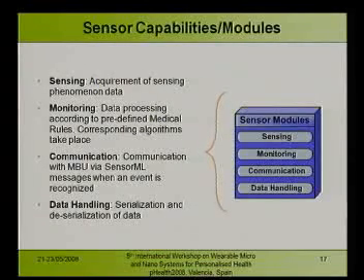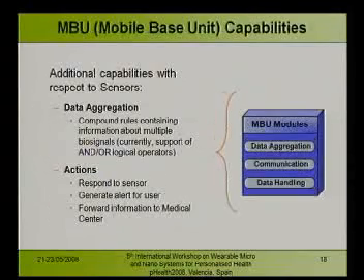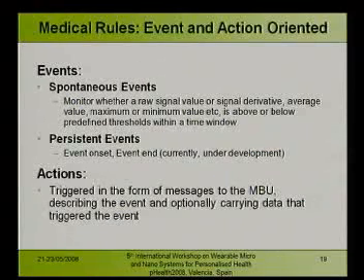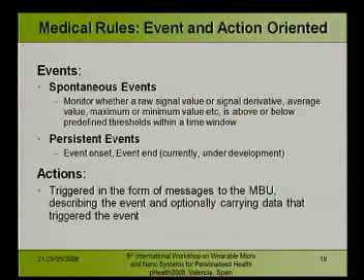So the sensor capabilities and the modules, as we see, are composed of 4 subunits that are related to sensing, monitoring, communication, and data handling. And the mobile unit capabilities are linked with aggregation, communication, of course, and handling of data. Now the rules are basically event and action oriented, so we are looking to help the physician deal with events like spontaneous events or persistent events, and of course actions.